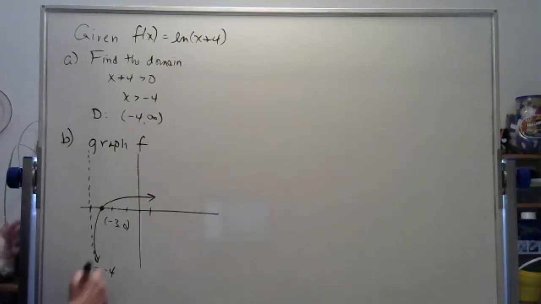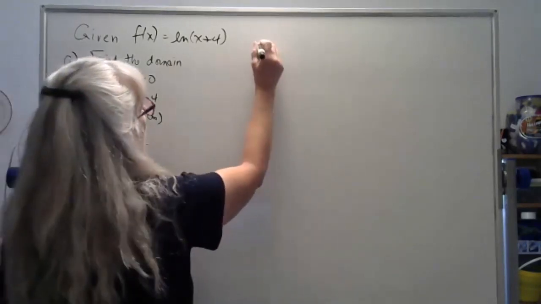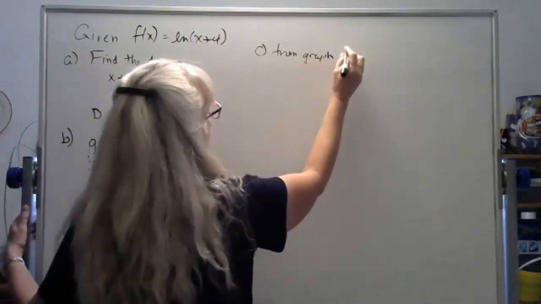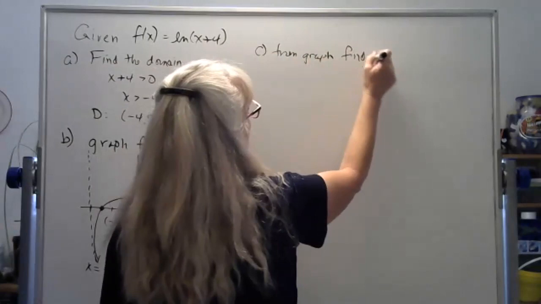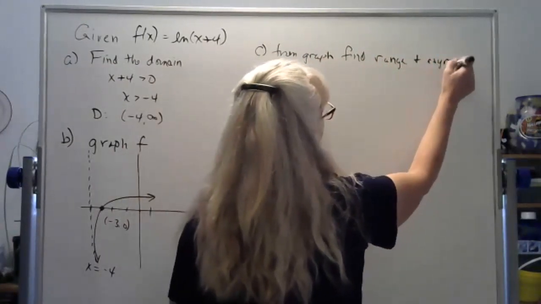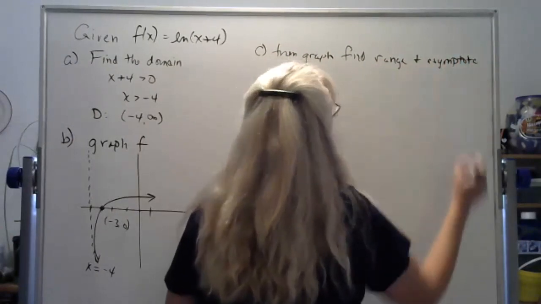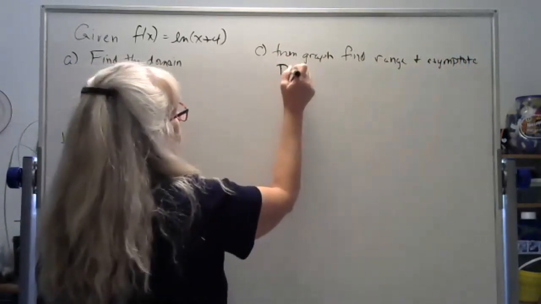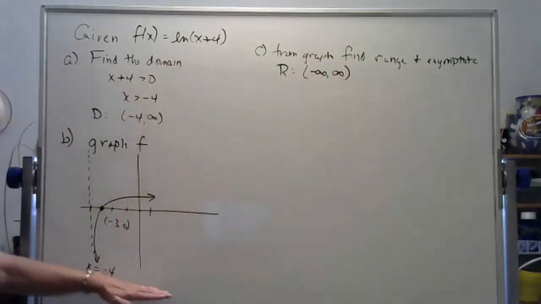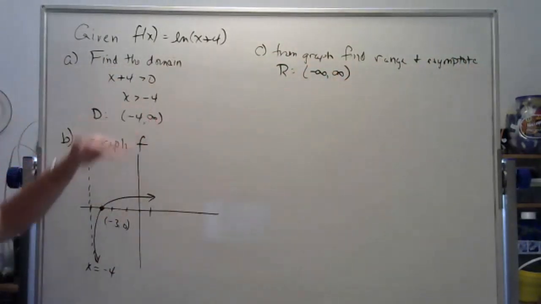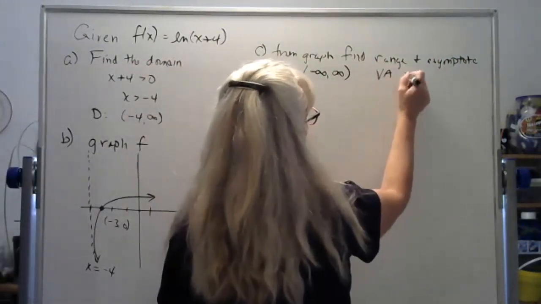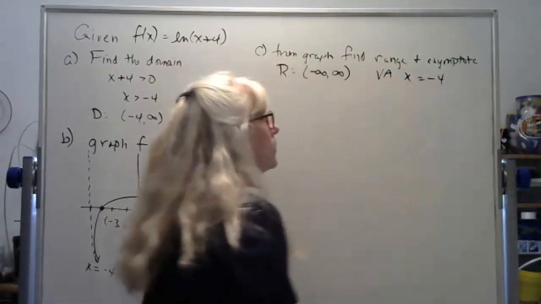Okay, from the graph, part C says from graph, find range and asymptote. Again, it only has one asymptote. So the range of any log function is negative infinity to infinity. We can see that. Starts down here at negative infinity, goes off towards positive infinity. And it has a vertical asymptote at x equal negative 4.